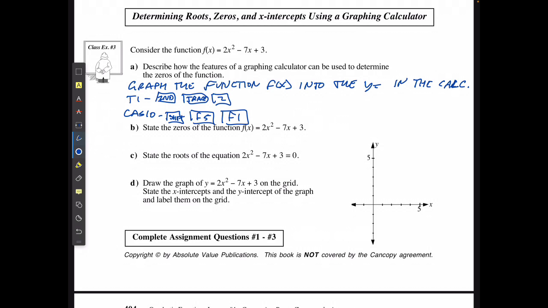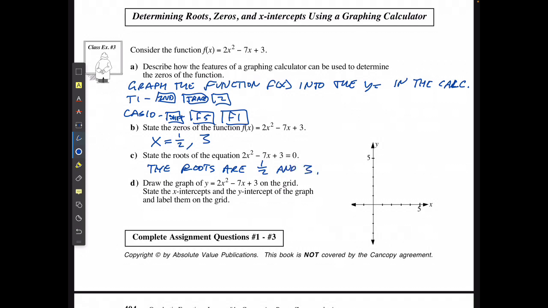State the zeros of the function. Well, in this case, I have the zeros are at x is equal to 1 over 2, or x is equal to 3. What are the roots? The roots are 1 over 2 and 3.